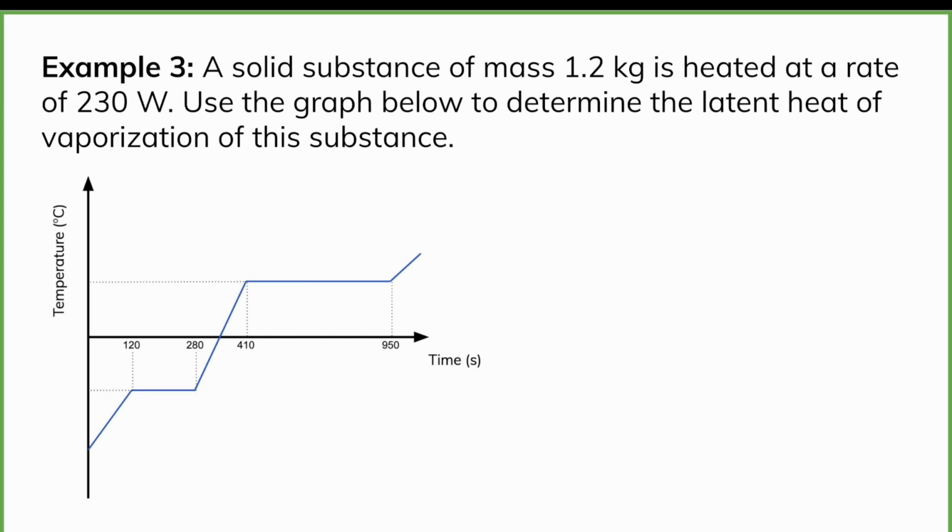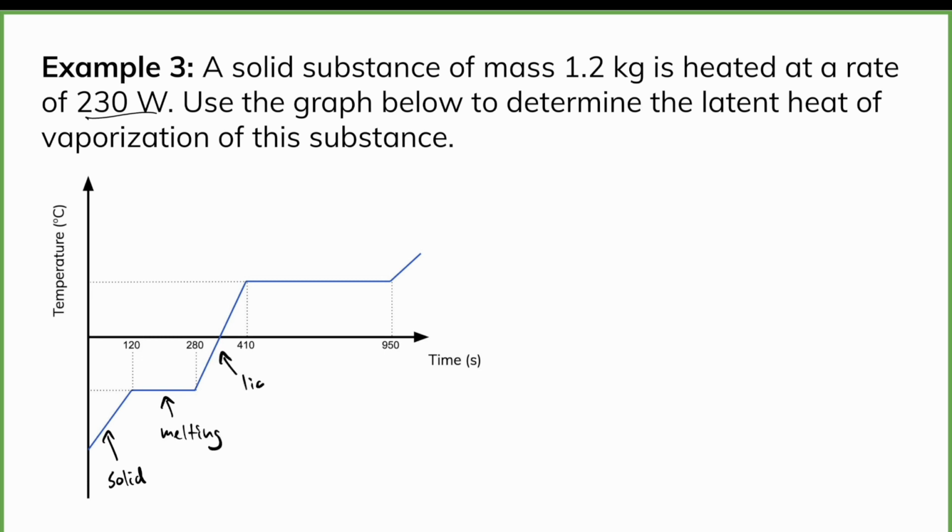Here we have a solid substance that has a mass of 1.25 kilograms and is being heated at a rate of 230 watts. We need to use the graph below to determine the latent heat of vaporization for this substance. And so we can tell by this graph, we know the latent heat of fusion is always at a lower temperature than vaporization. So what's going on here is this portion here is a solid, this is melting, so it's going from solid to liquid.